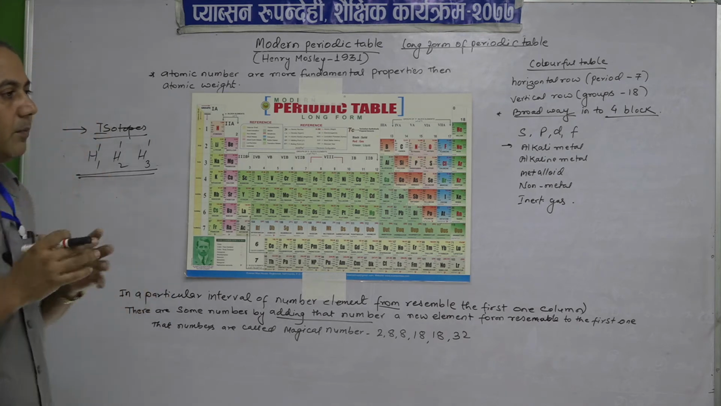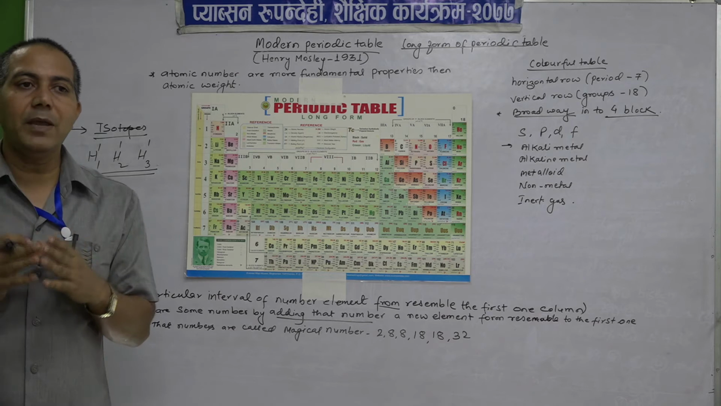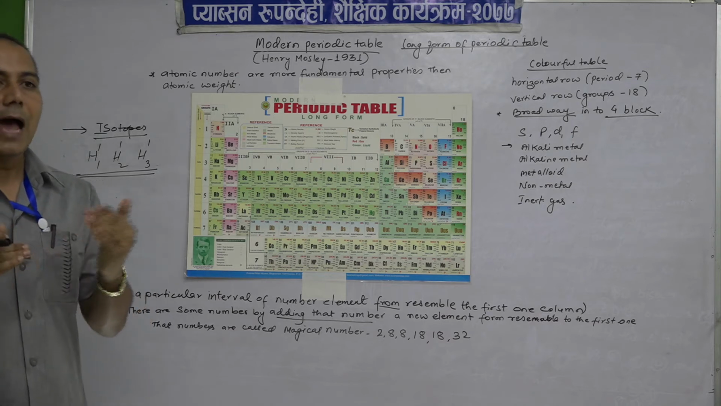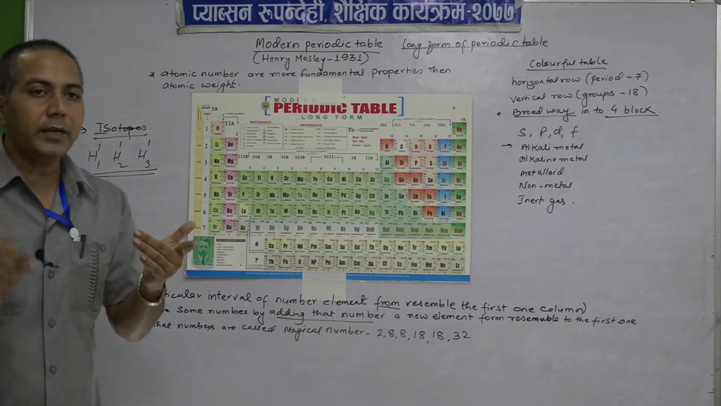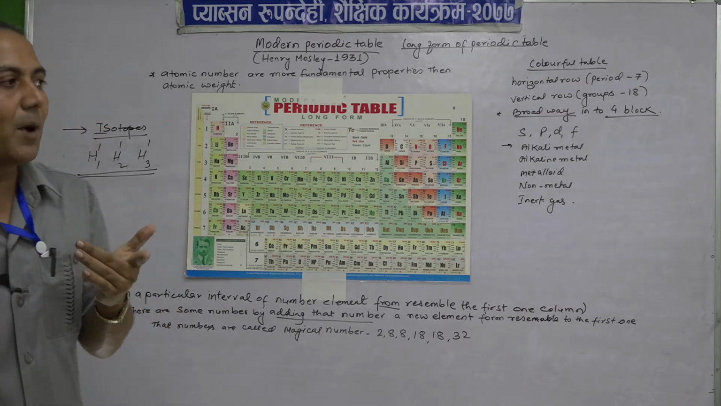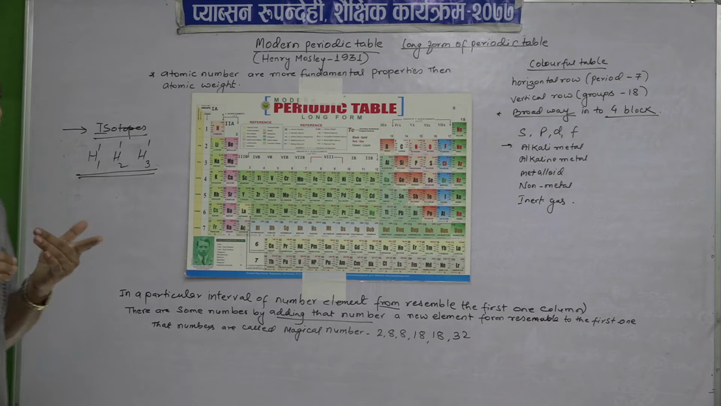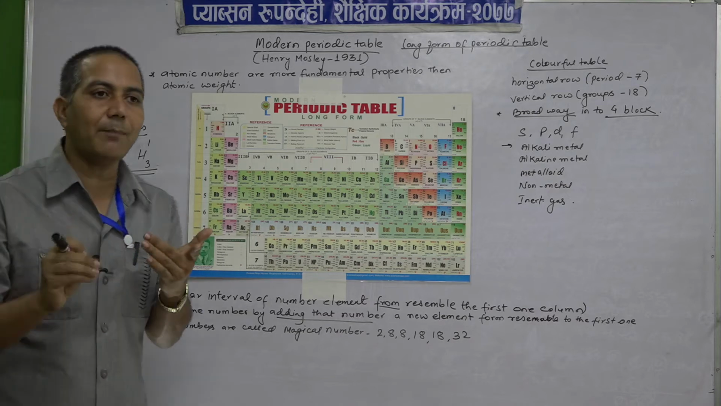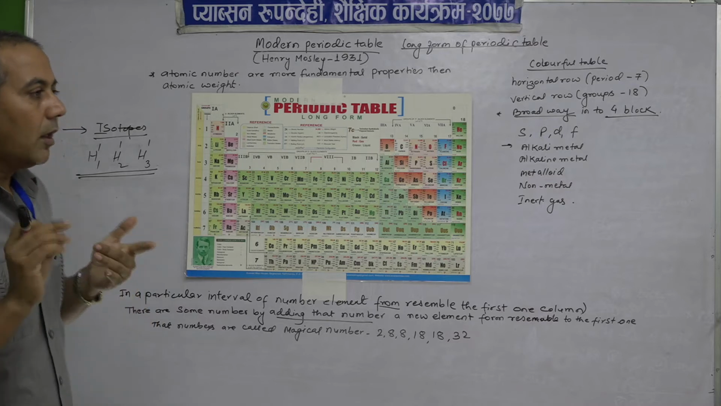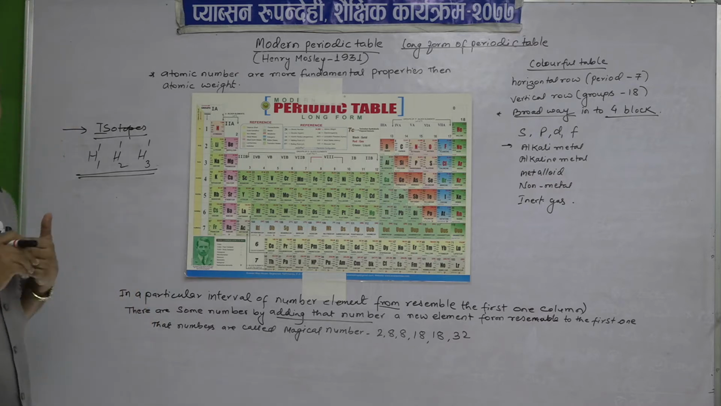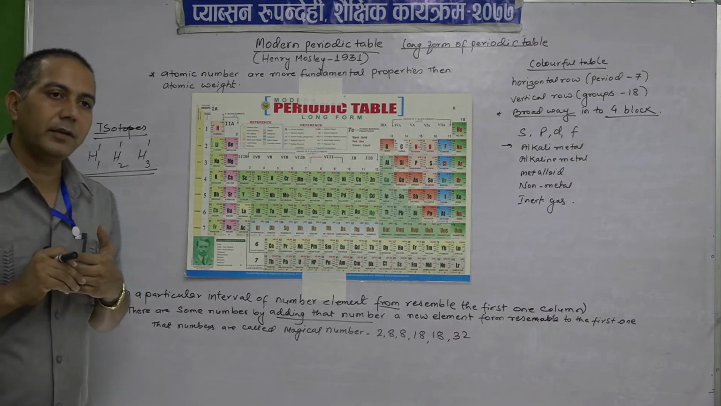So therefore some of the elements having higher atomic masses are placed in front of lower atomic masses, but he does not explain why. He does not have the reason why he placed them over there. So that is another disadvantage of the Mendeleev periodic table.